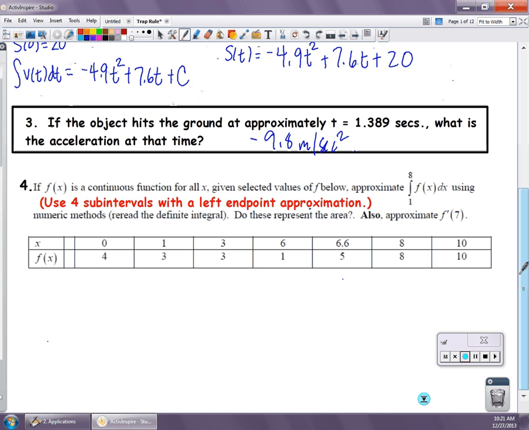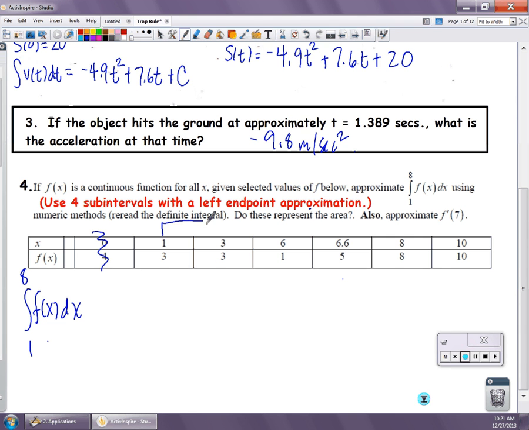Now, I gave you this problem in particular because notice that the interval is from 1 to 8, and I gave you an extra data point that students often try to somehow get in there because they're not reading carefully. That 0 to 4 is a distractor data point, and we don't use it in this particular problem. We said we're going to put in 4 subintervals.